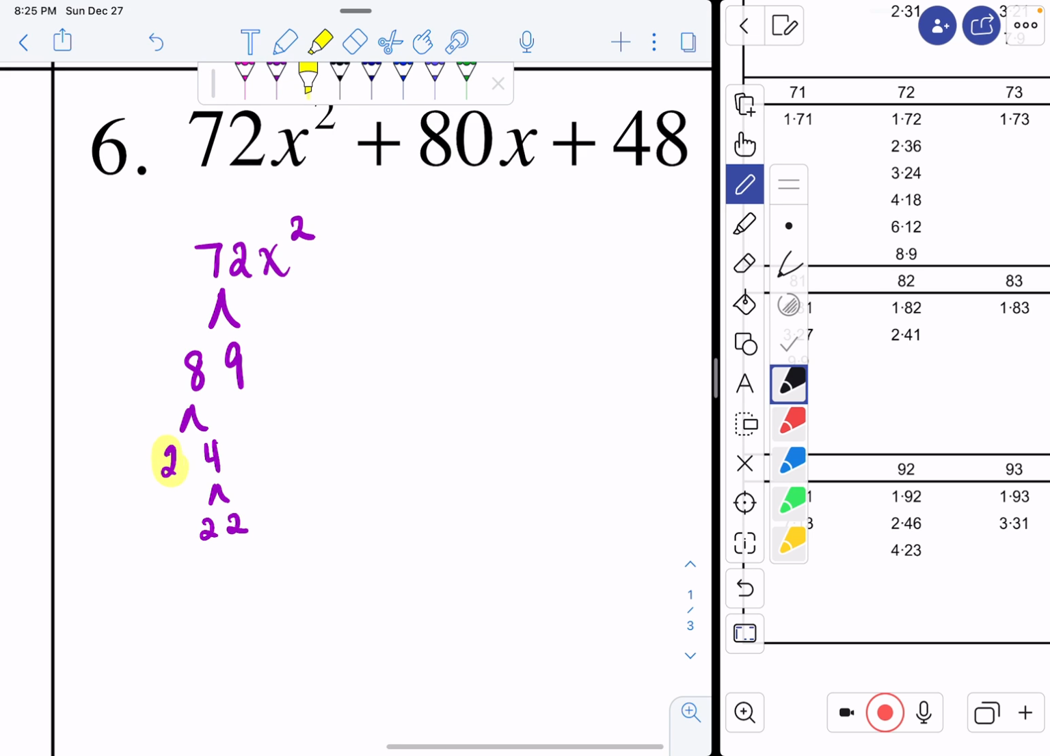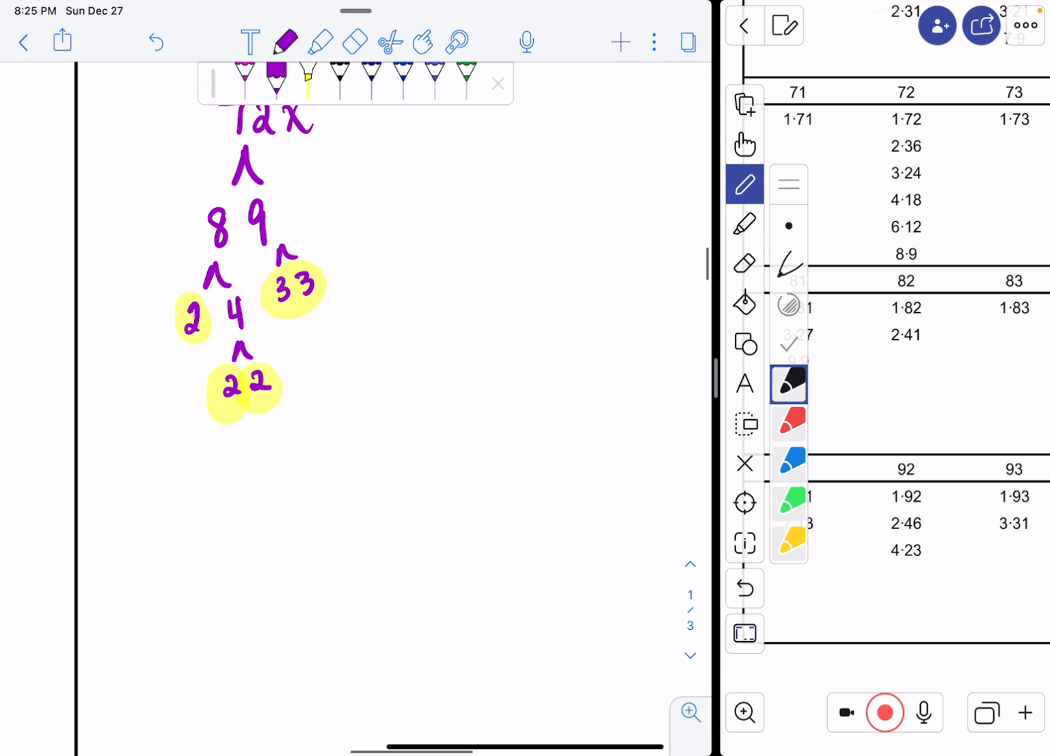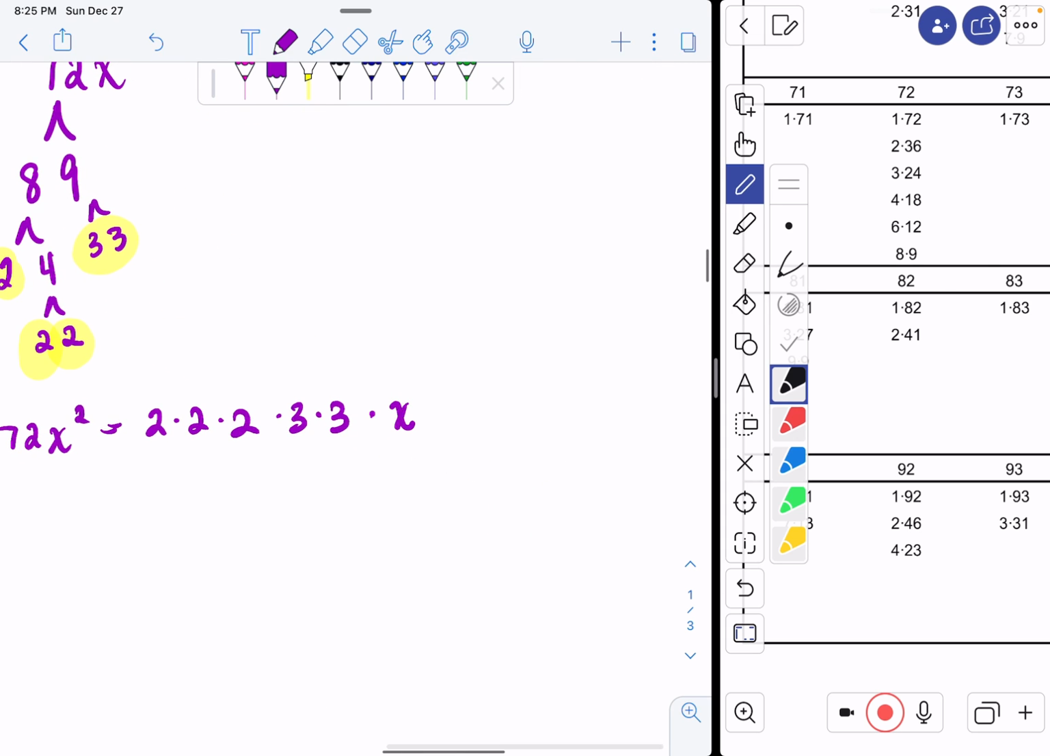Highlight your primes. 9 I can break apart into 3 and 3. Highlight those because those are prime as well. So I can say 72x squared is equal to 3 2's. So 1, 2, 3, and then 2 3's. 1, 2, and then 2 x's. 1, 2.